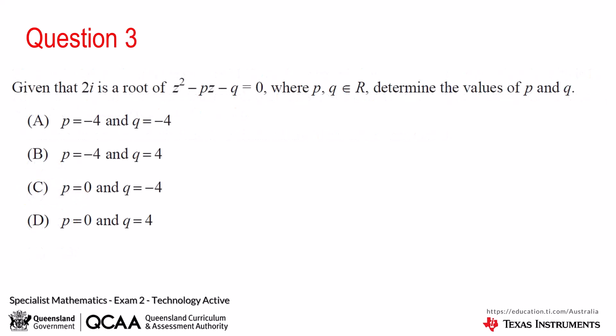Question 3, we're given a quadratic equation, z squared minus pz minus q equals 0, and we're told that 2i is a root of that quadratic equation. Now, by the conjugate root theorem, negative 2i is also a root. So without the use of a calculator, we could expand z minus 2i and z plus 2i to form z squared plus 4, and then compare the coefficients of z squared plus 4 to z squared minus pz minus q.